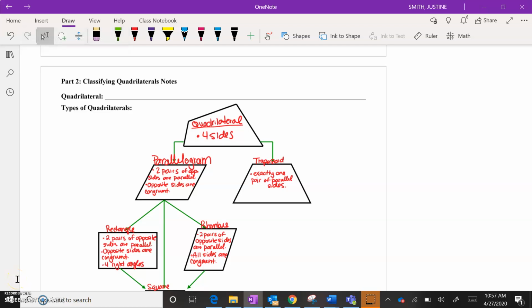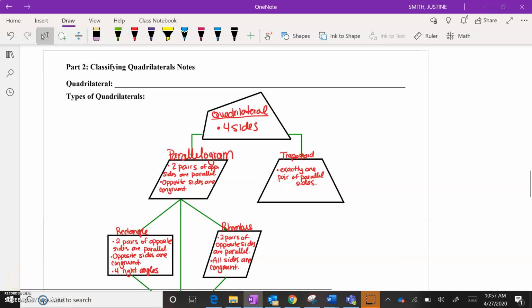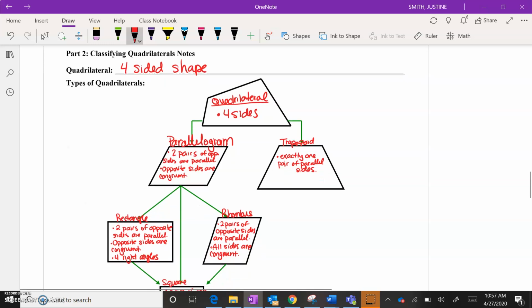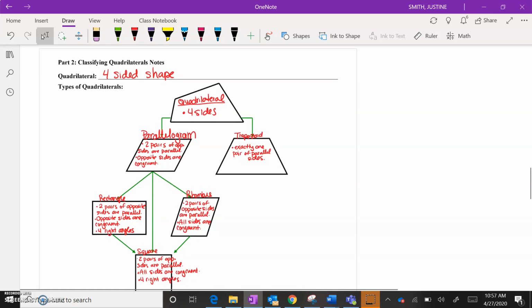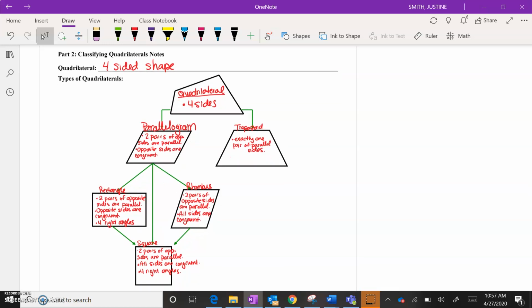All right, so we're going to move on to part two here, which should be fairly quick, which is classifying quadrilaterals. So a quadrilateral is just a four-sided shape. Okay, and what you can do here is take a minute, just pause the video, and you can write down the definitions. Okay, so types of quadrilaterals.